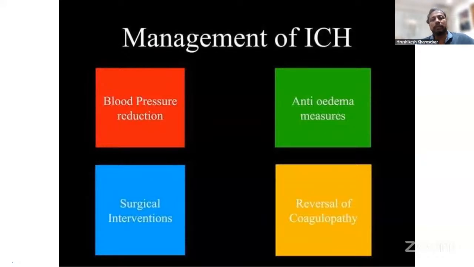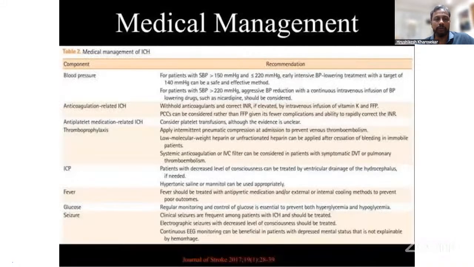So the management of ICH is basically blood pressure reduction, surgical intervention, anti-edema measures, and reversal of coagulopathy. Blood pressure should not be suddenly taken down. It should be around 140. The anticoagulation INR should be corrected immediately with vitamin K and fresh frozen plasma. Thromboprophylaxis, DVT prophylaxis, has to be instituted. In patients with raised ICP, the ICP should be decreased to improve consciousness, so you can put an EVD or ICP monitors. Fever should be treated, and sugar control should be done properly.